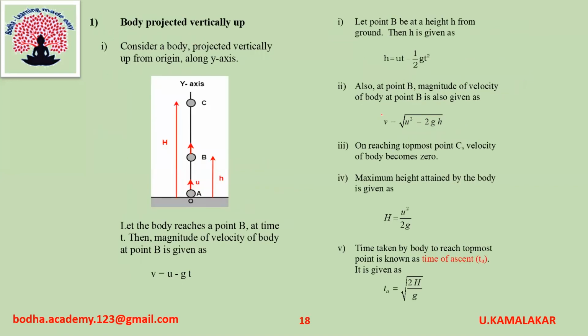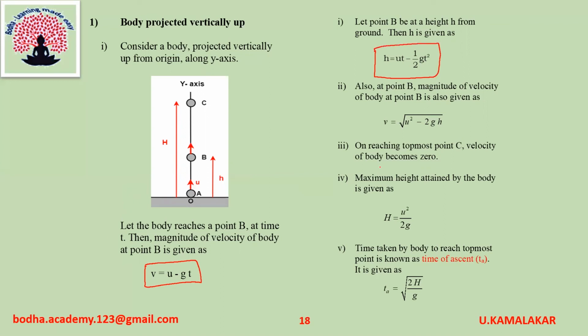Next topic. Consider a body projected vertically up from the origin along the y-axis. Let the body reach a point B at time t. Then the magnitude of velocity of the body at point B is given as v = u − gt. Let point B be at a height h from the ground. Then h is given as h = ut − ½gt².